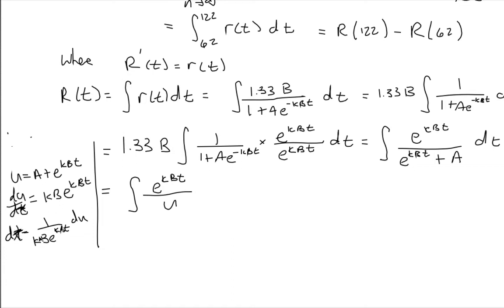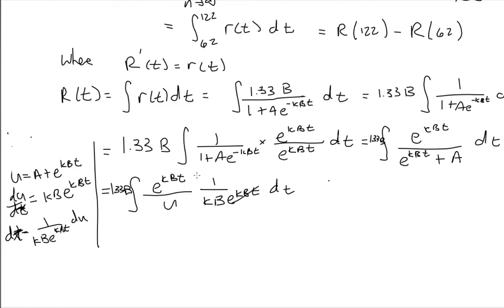So our dt is actually this now. So we can replace dt by this. It's 1 over kb e to the kbt. And somewhere along the way I lost our 1.33b. So that's out front of both of these, 1.33b, that didn't go anywhere. Okay, so after the substitution we have this now.